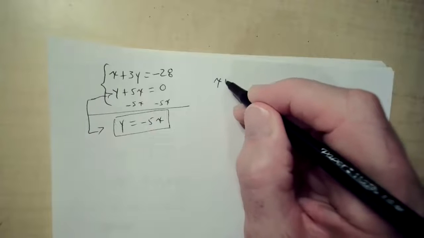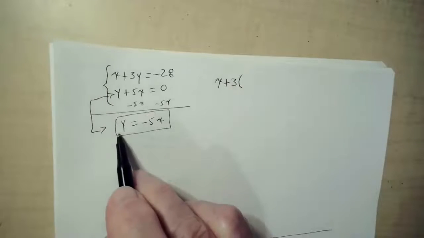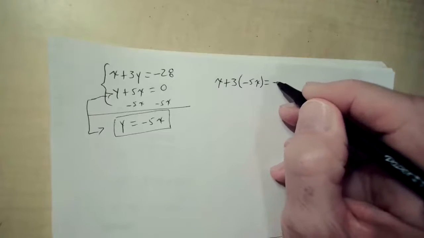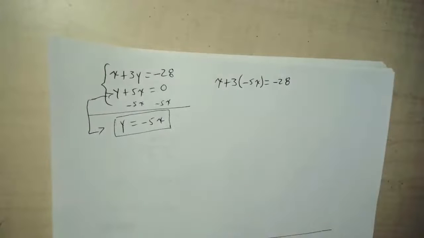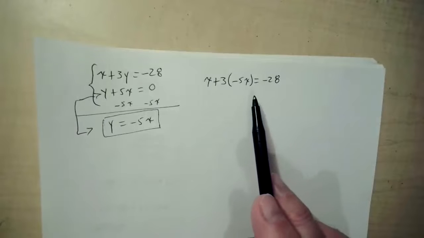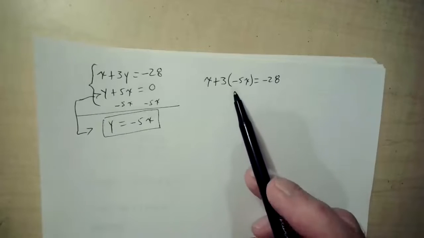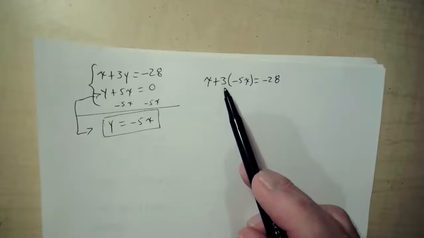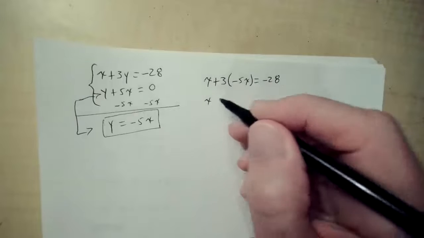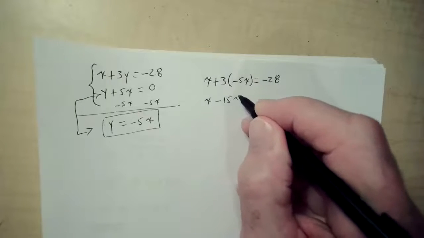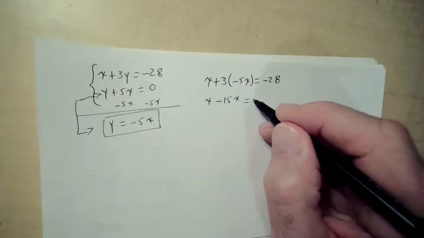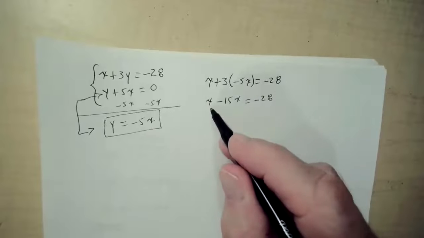Okay, so we have x plus 3y, but instead of y, we're going to plug in negative 5x equals negative 28. Now again, when you get to this part right here, it kind of looks confusing, but it's really not. There's really only one thing you can do here, and that's multiply 3 times negative 5x. So we have x minus 15x, 3 times negative 5x is negative 15x, equals negative 28.